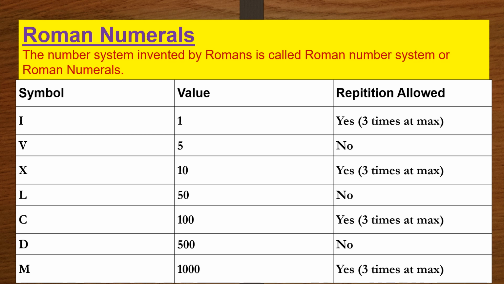Now we have to see some rules. Repetition is allowed in which symbols? For I, yes, I can be repeated for 3 times at max. V, no. X, yes, 3 times at max. L, no. C, yes, 3 times at max. D, again no. And M, yes. Now we will see these rules in detail.